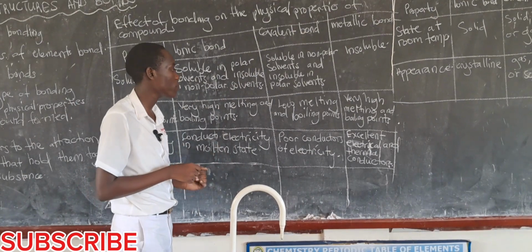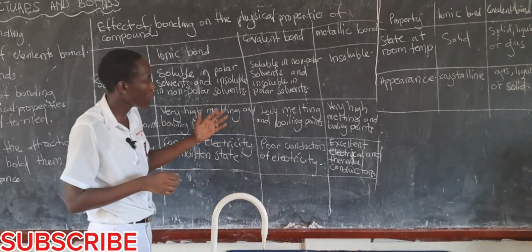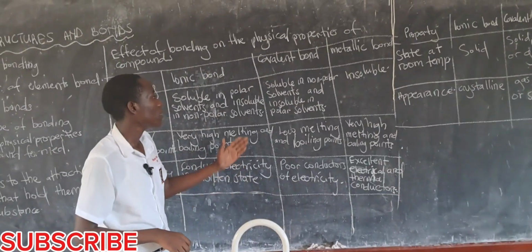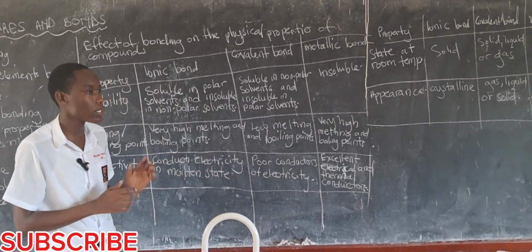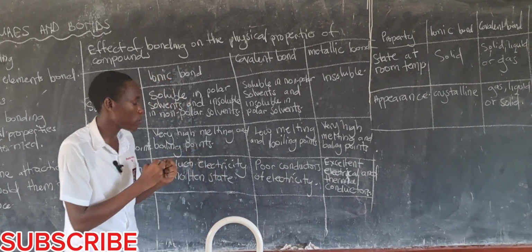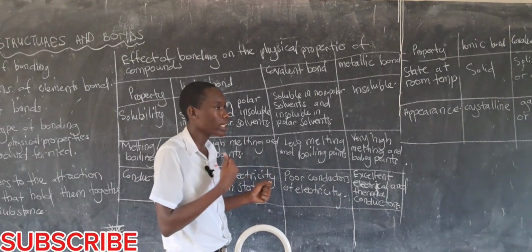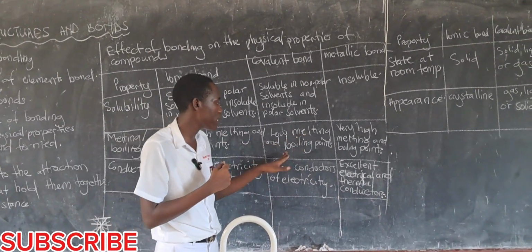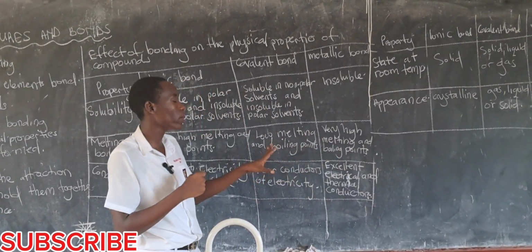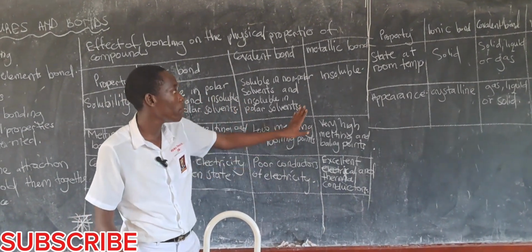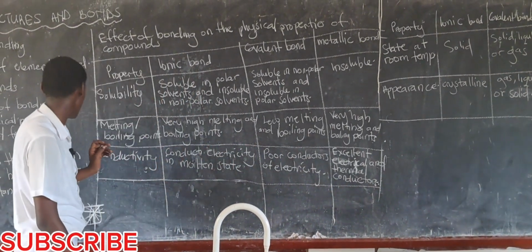Then when you look at the covalent bond, it has low melting and boiling points. This is because they have very weak intermolecular forces between them, which means that they just require less heat or energy to break the molecular forces holding them. Thus, they have a low melting or boiling point. Then the metallic bonds have very high melting and boiling points, because previously we have seen that metallic bonds have strong forces of electrostatic attraction.